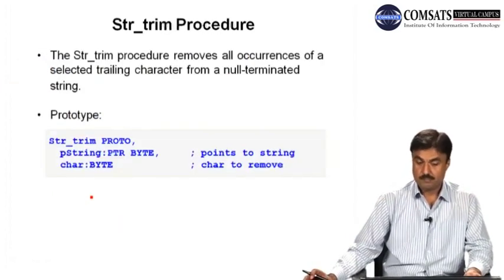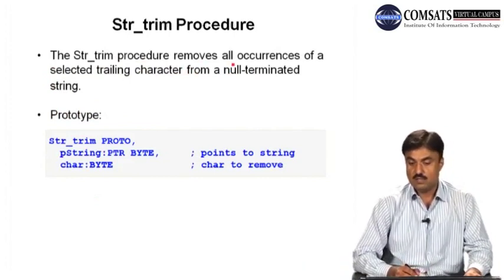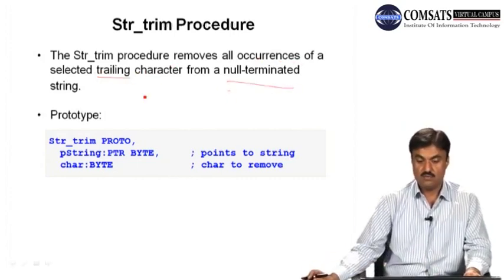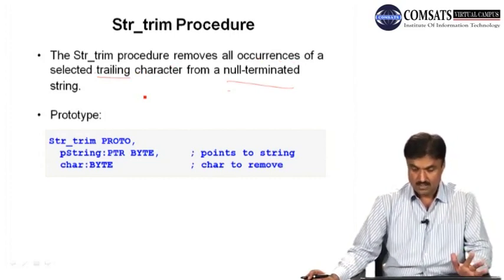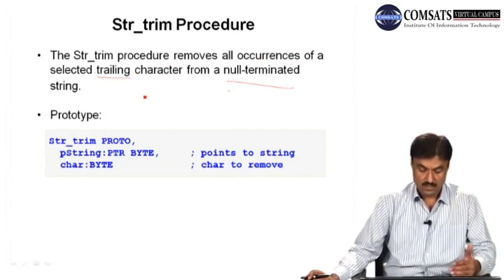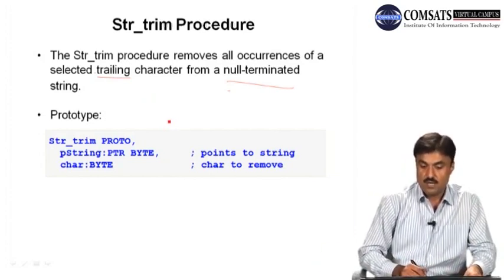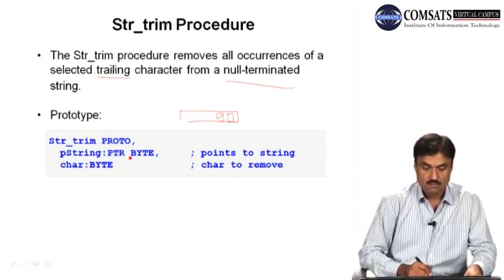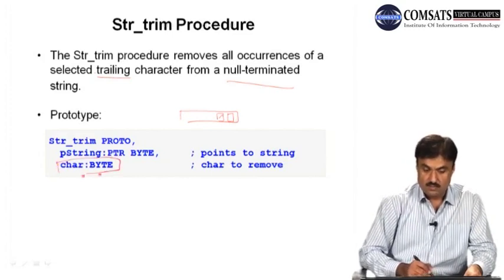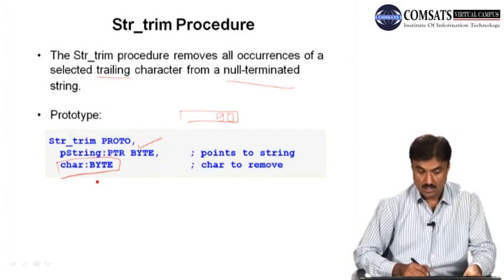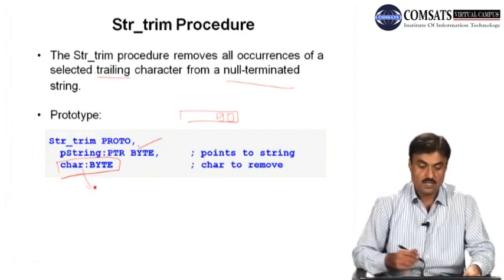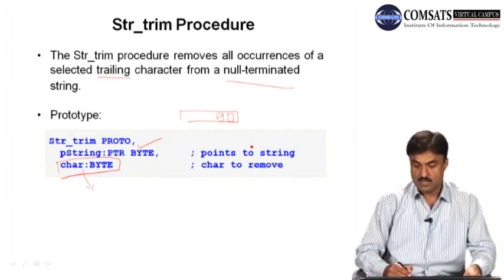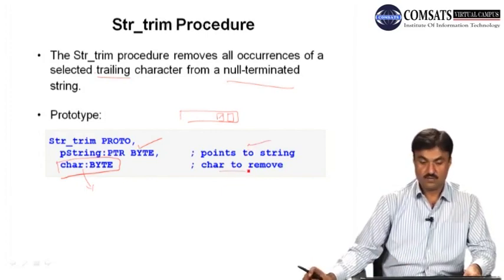Trim. This trim is a procedure that removes all the occurrences of selected trailing characters from the null terminated string. So we are removing the occurrences of all the characters which are similar to the character which we are going to locate. For example, we have a string and we want to trim, that is remove, all the characters which match with this byte or this character. So it means we must have the string array, or the array of bytes, and we must also have the character byte which we want to remove from the string. So this one points to the string, and here we have the character that we want to remove.